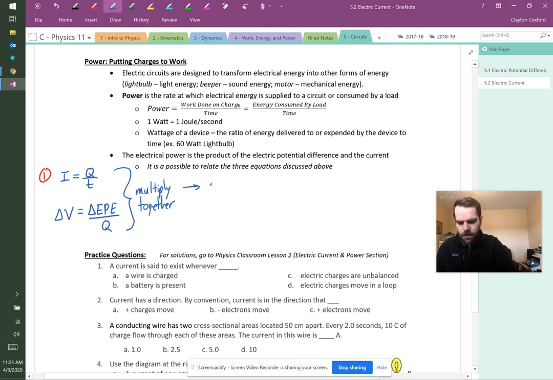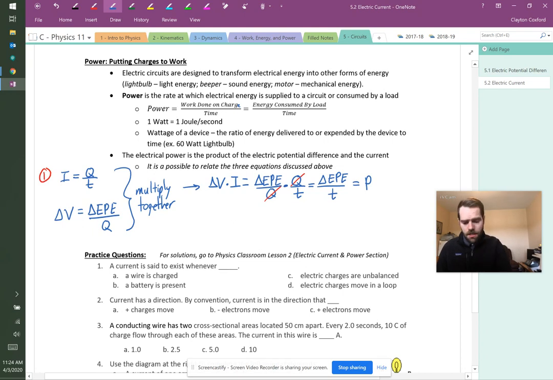We're going to go the potential difference multiplied by the current, which is the potential difference, change in electric potential energy per charge, times current, which is charge over time. And we can see here charge and charge. There's charge on top, there's charge on the bottom. Those cancel out, and we're left with the change in electric potential energy over time. That might look familiar. It's the change in energy over time, which is equal to power.